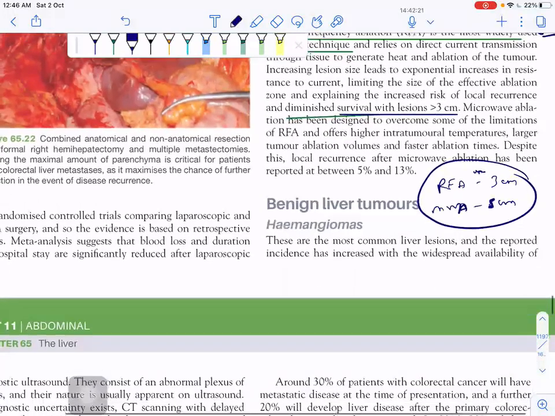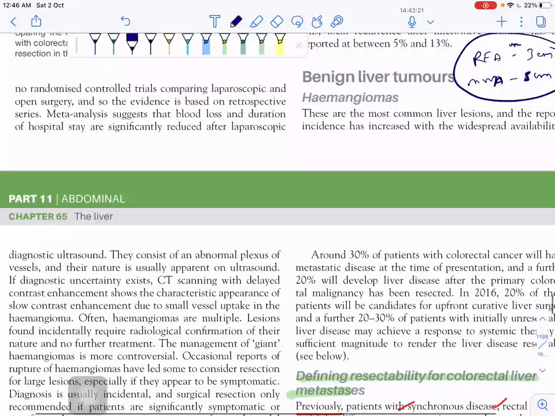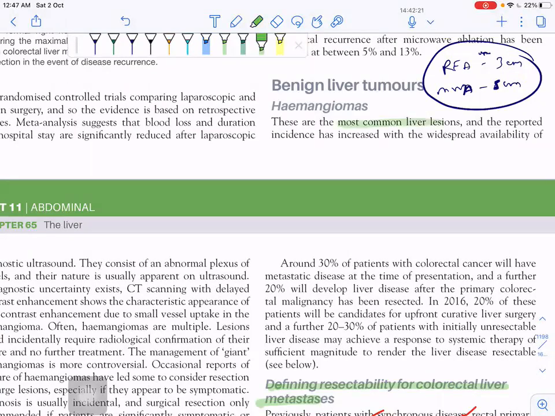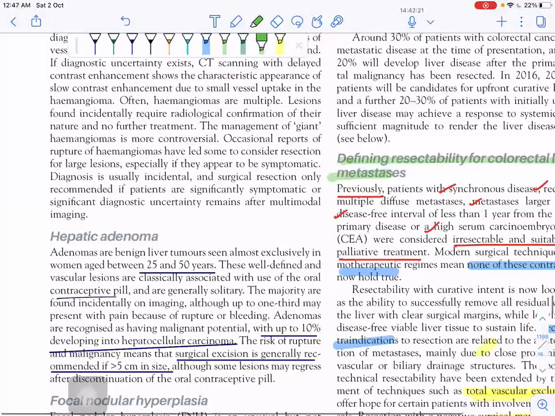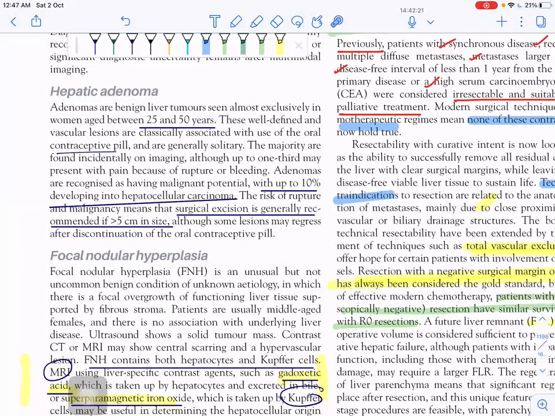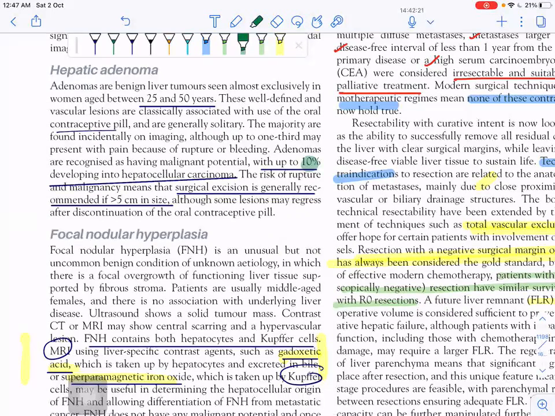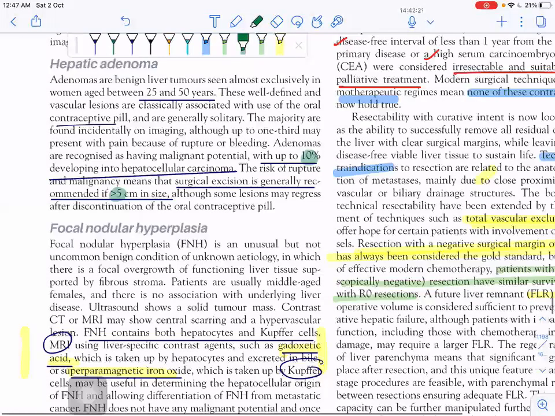Then we'll see about benign liver tumors. The most common benign liver tumor is hemangioma. Hepatic adenoma is seen primarily in women aged between 25 and 50 years, associated with OC pills, and is generally solitary. Up to 10% develop into hepatocellular carcinoma. In hepatic adenoma, surgical excision is generally recommended if more than 5 centimeters in size, although some lesions may regress after discontinuation of the OCP.